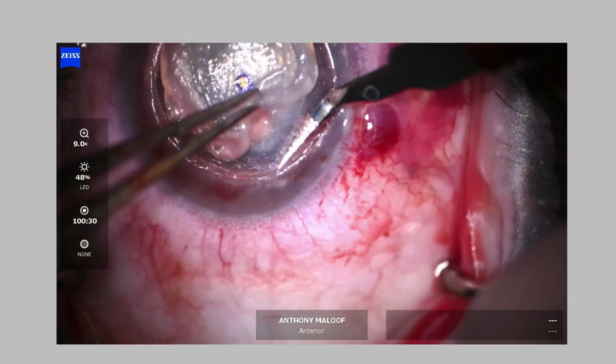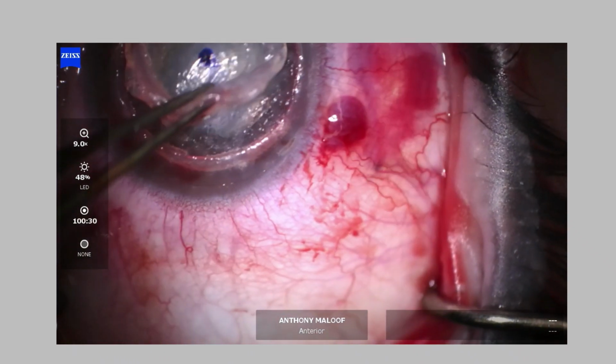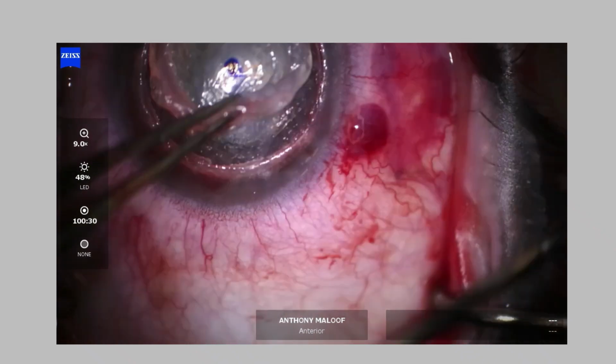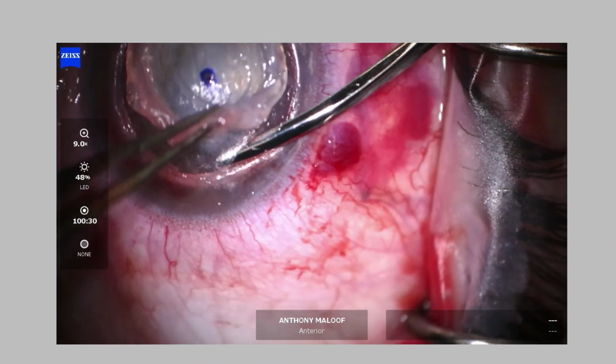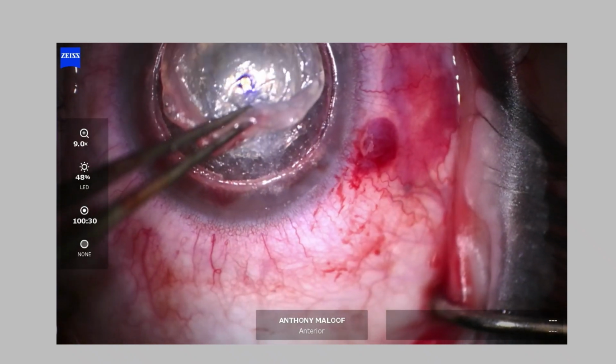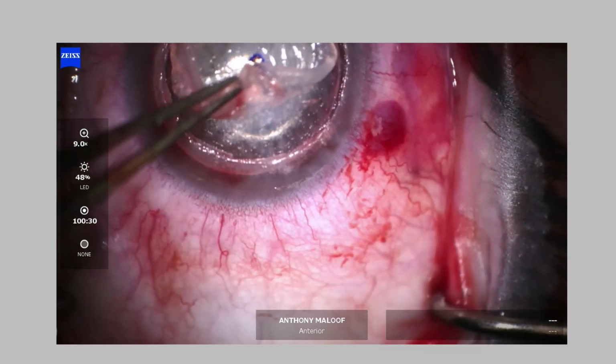Traction on the cornea is really important. I've gone straight from the first blade to the third blade here. Traction on the cornea helps keep everything separated. And I keep going. Patience is everything here. Take your time. There's no rush.